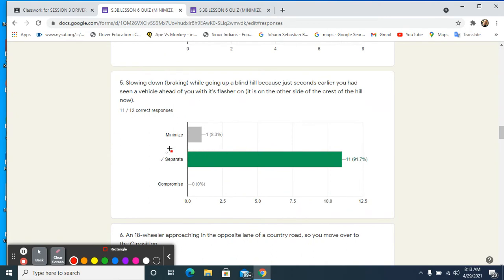Okay, most people got separate. Very good, right? One of the key parts of separating is changing our speed, and it's almost always braking. Okay, minimize, definitely not. We are not going around him. Minimize means to go around, to create more distance between us while like overtaking something.